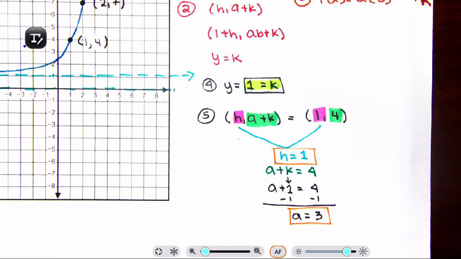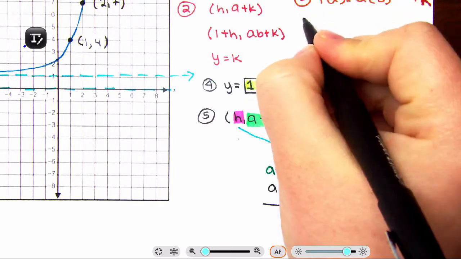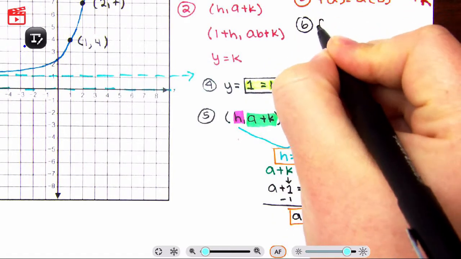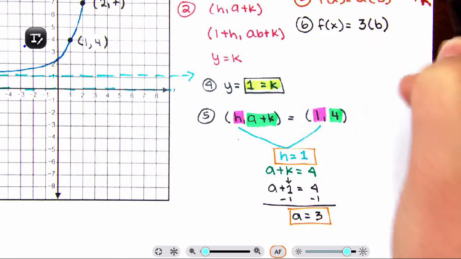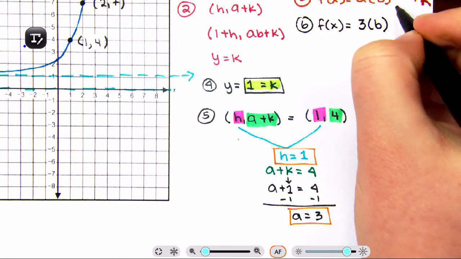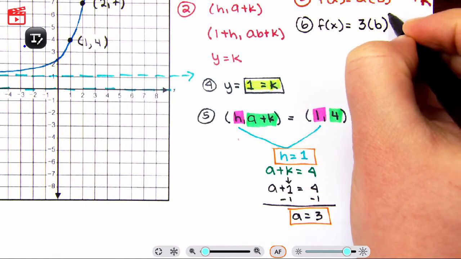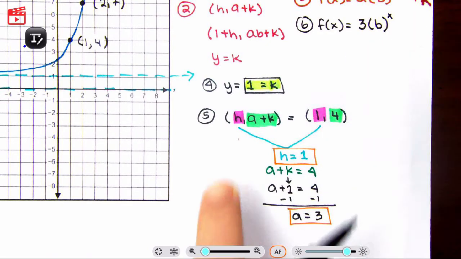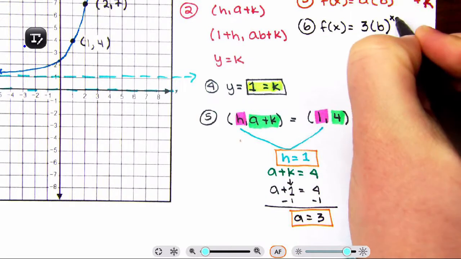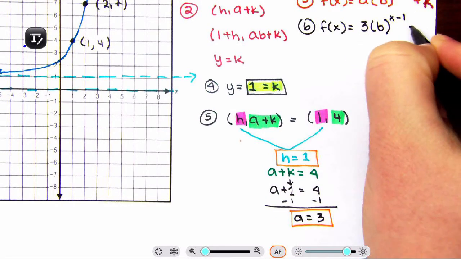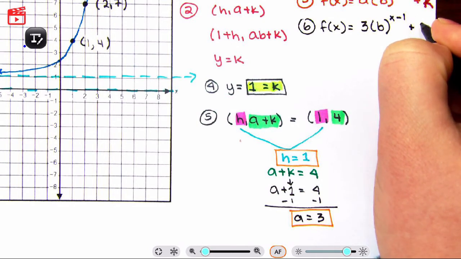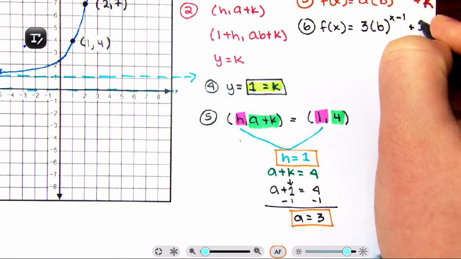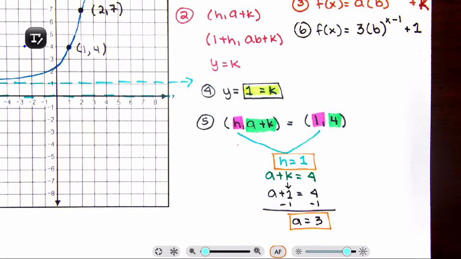So let's write out our formula, and this is going to be step 6. Now I have my f of x is equal to a, which is 3. We still don't know what b is. We know that h, what did I say? h was 1, so we're doing the opposite. In this case, it's minus 1. And we're doing our plus k, and plus k is 1 as well. Okay, so we're pretty much done at this point.